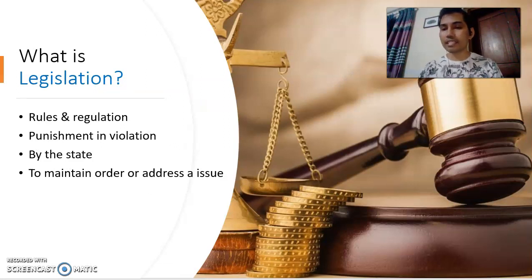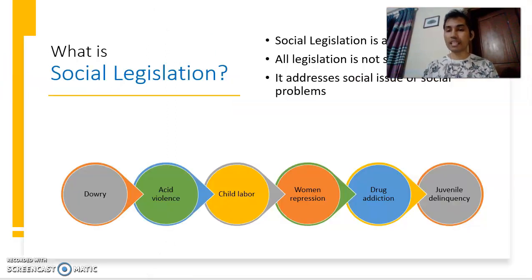So, what is legislation? What is ain? I think it is clear to you that legislation or ain is a collection of rules and regulations. It talks about punishment in case of violations of any articles of these rules, and the rules are enacted by the state, particularly by parliament, and sometimes by ordinance of the president when parliament is not active. The purpose of legislation is to maintain law and order, to obviate some social issues and social problems, and to keep the society peaceful.